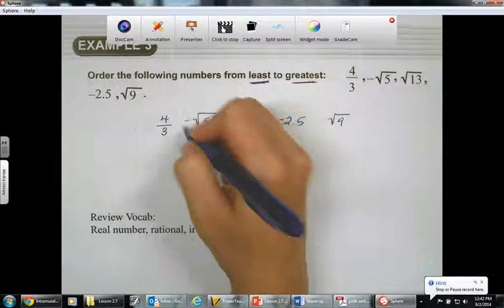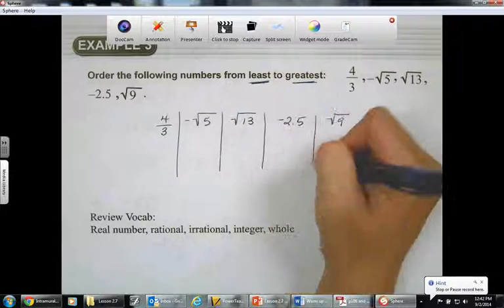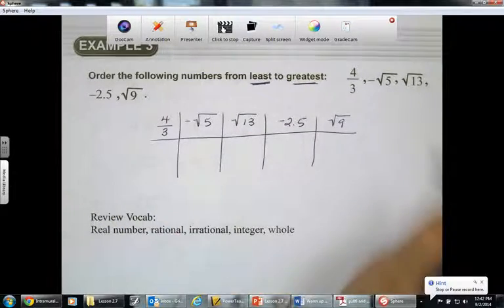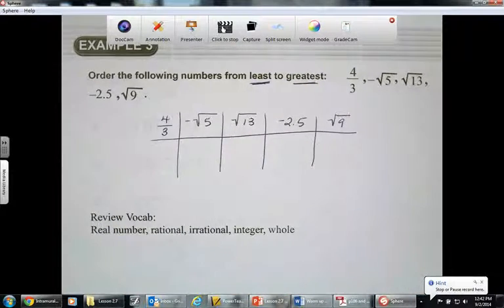And in order to compare, you guys should realize that they all have to be in the same form. So either all in fraction or all in square root or all in whatever. And it makes the most sense here to convert them all over to decimals. It makes it a lot easier to tell what's going on with your numbers. So I would convert them each into a decimal, which some of these I can do in my head and some of them I can't.